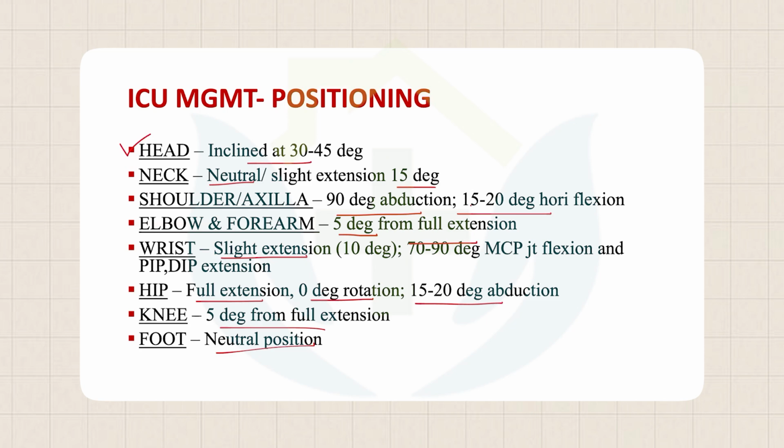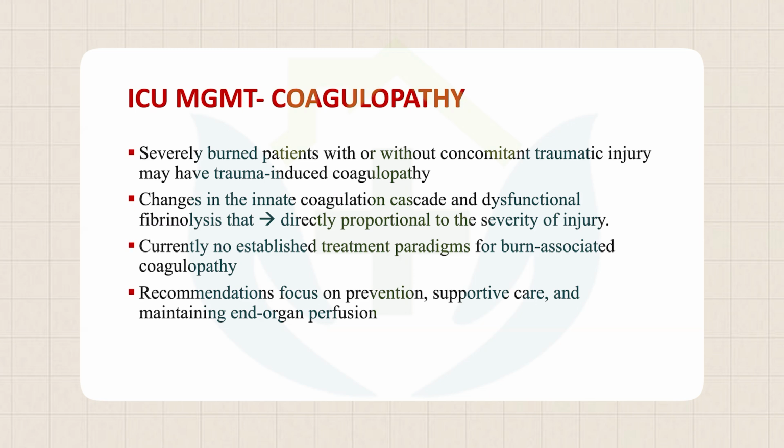They will not move their body because they have intense, increased pain. The dressing will also attach to their underlying wound. That is so much pain. They will not move and they will develop burn contractures. Therefore, you have to maintain it this way: head 30 to 45, neck slightly extended 15 degrees, shoulder extended 90-degree abduction, meaning this is the anatomical position that you have to maintain the patient in, in order to reduce the chance of contractures.